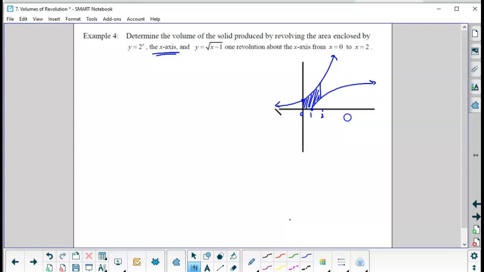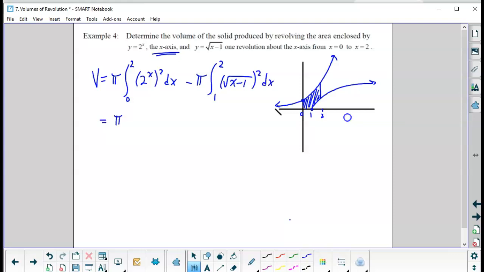So now our limits are going to be different. Our volume here is going to be pi times the integral of the larger function from 0 to 2 of (2 to the x) squared dx, and we're subtracting pi times the integral from 1 to 2 of (root of x minus 1) squared dx. So that's going to be pi, 0 to 2 of 2 to the 2x. And when you square a square root, you just get x minus 1, so that's going to be easy.